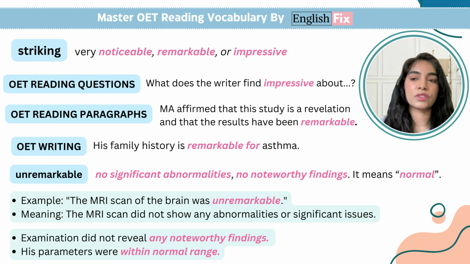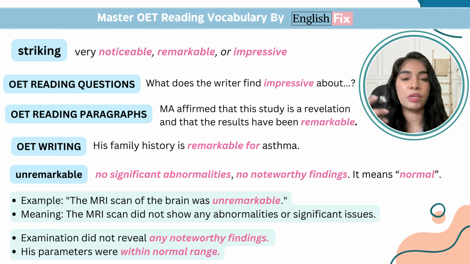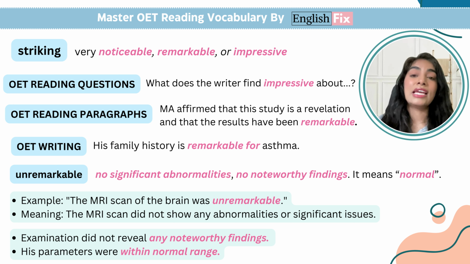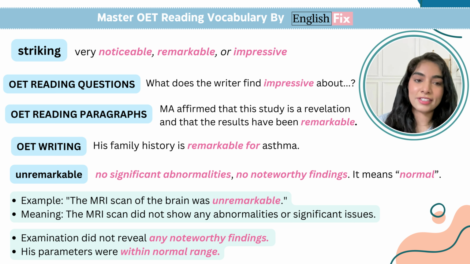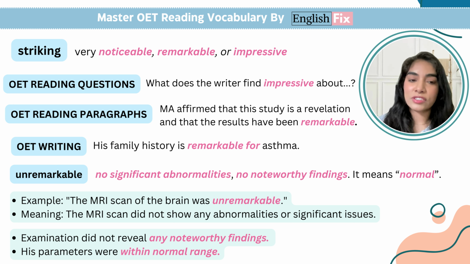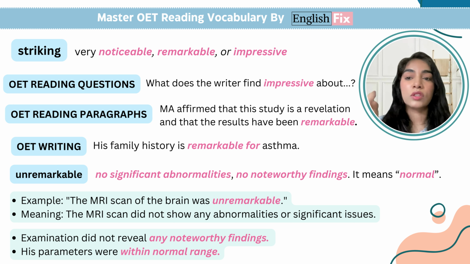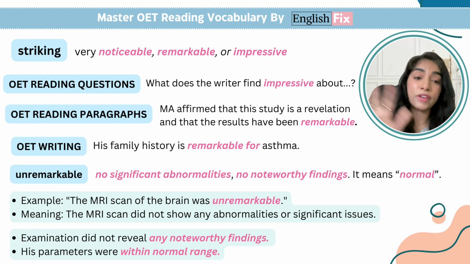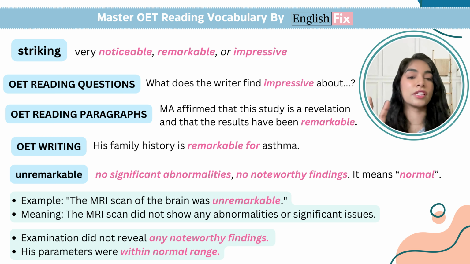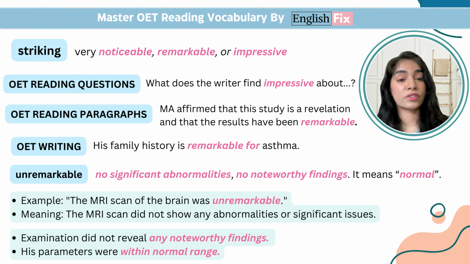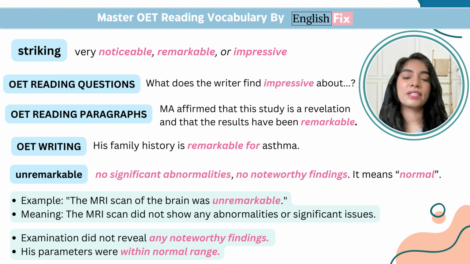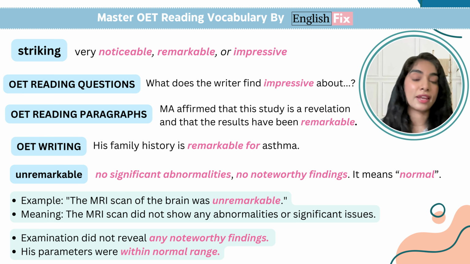Any of these phrases can be used in your OET writing because they are extremely formal, and OET writing is a formal writing task. So if you want to talk about test results, reveal and remarkable, unremarkable, noticeable, abnormal, normal, these five words are going to be your best friends in OET writing when you're talking about test results or findings of any kind. But yes, they are also helpful in your reading paragraphs because they do come up again and again.